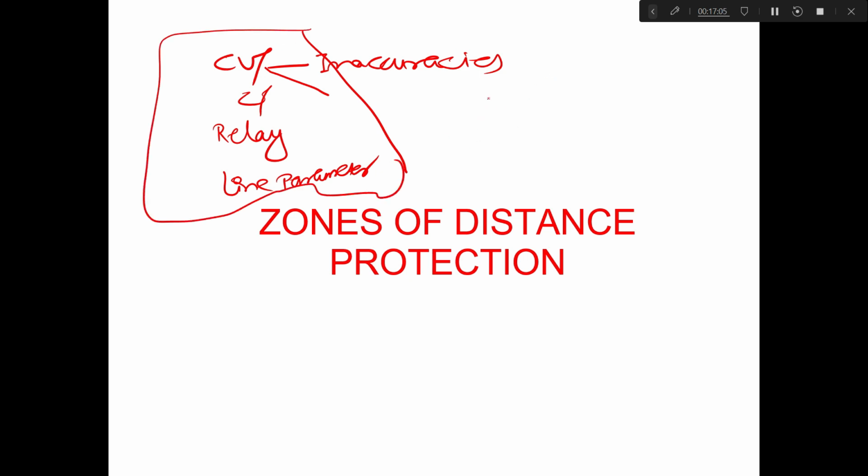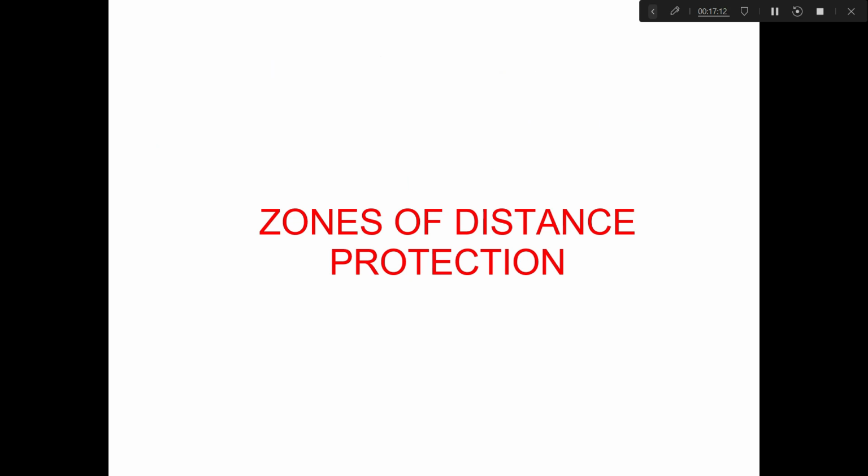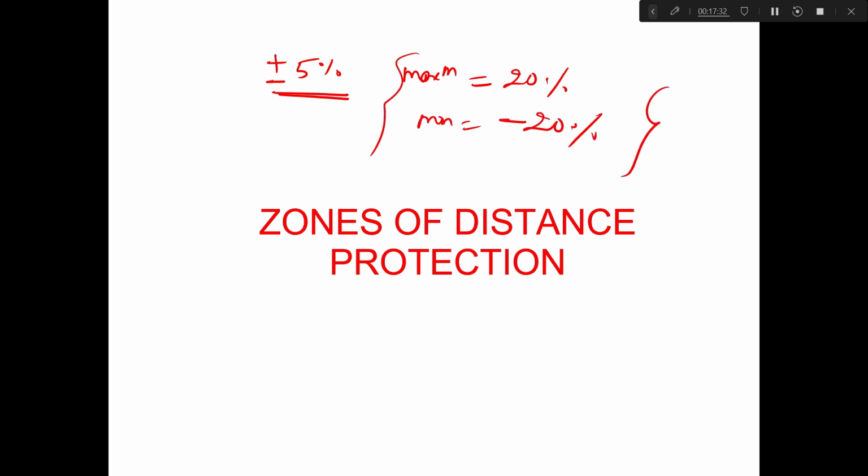Generally, these four parameters can have some error, either in the positive direction or in the negative direction. Based on this error magnitude, the impedance calculated by the relay will keep on changing. It is standard practice to assume that these errors are in the plus minus 5% range. So the maximum error can be plus 20%, and the minimum error can be minus 20%.